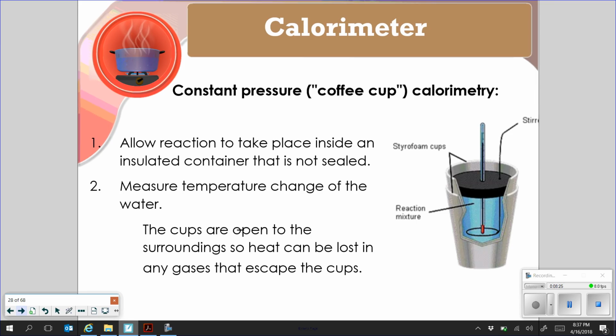Another way of doing these accurately is what we call coffee cup calorimetry. This allows your reaction to take place inside of an insulated container that's not sealed. You're still going to measure the temperature of the water, but the cups are open to the surroundings, so heat can be lost in any gases that escape the cups. And note that these are both just methods to do your calorimetry problems accurately and measure the heat that is lost by your system.